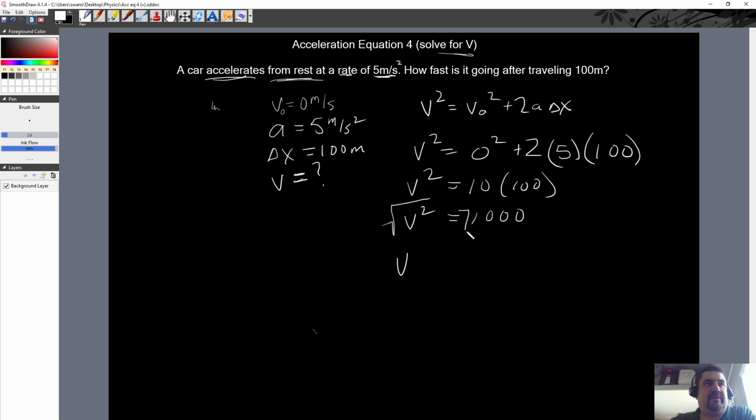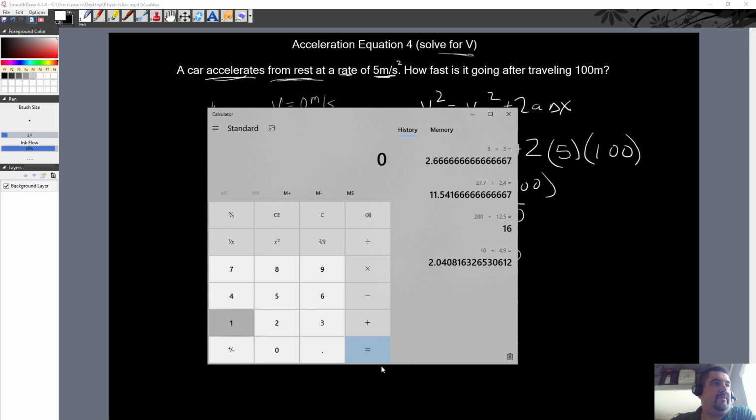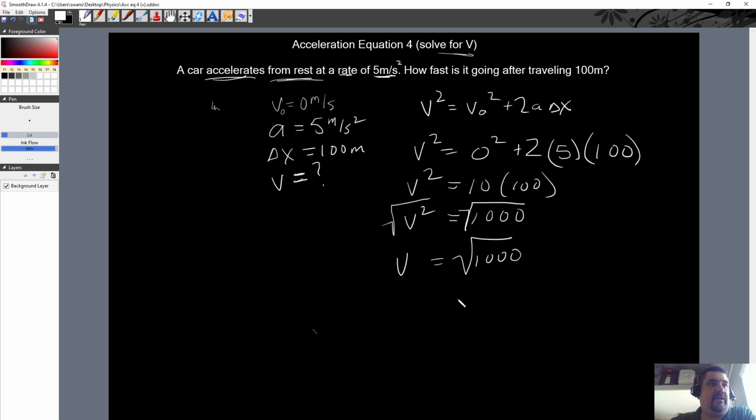But remember, whatever you do to one side, you got to do the other. So I'm going to square root that side. So the answer is just the square root of 1,000. Well, let's figure out what that is. Clear 1000, and square root button right here. 31.6. Sounds good. 31.6 meters per second. That's your final speed.